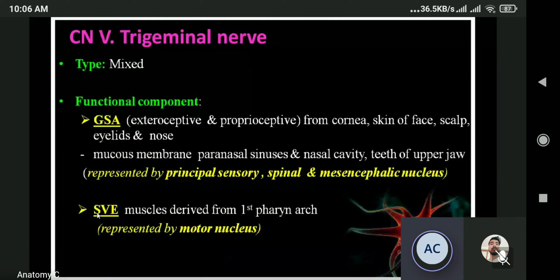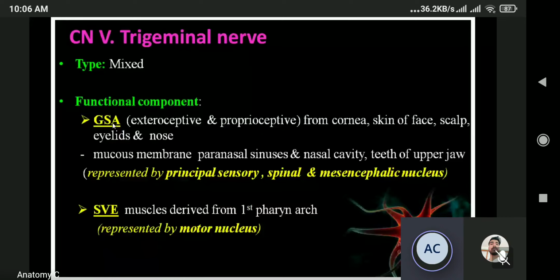Now next, this one is the sensory. The trigeminal nerve is also a sensory one, so we have the afferent also. It will carry the sensation mainly from the face area.